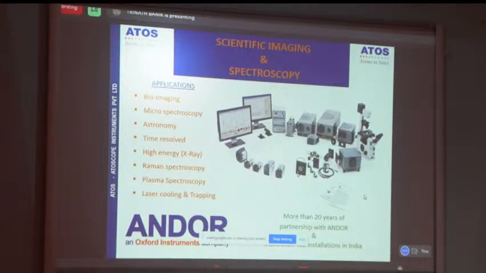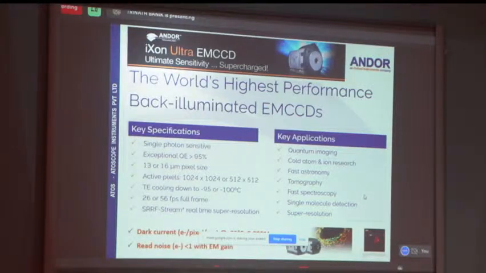And time resolved: suppose someone is working on a nanosecond scale, doing LIBS or some kind of plasma experiment where you wanted to excite and measure with the spectrometer on a nanosecond time scale, you can obviously use the ICCD camera with a 2 nanosecond gating time. And this spectroscopy can also be used for Raman, plasma and other kinds of laser cooling, laser trapping, quantum optics, quantum entanglement, all these applications. So this is like EMCCD cameras. I just wanted to present 2-3 products only since we have very short time.